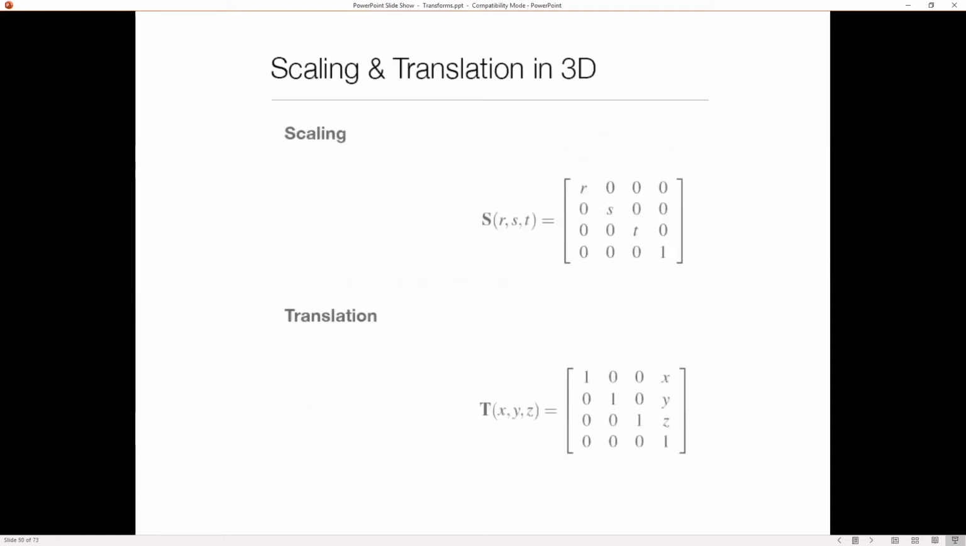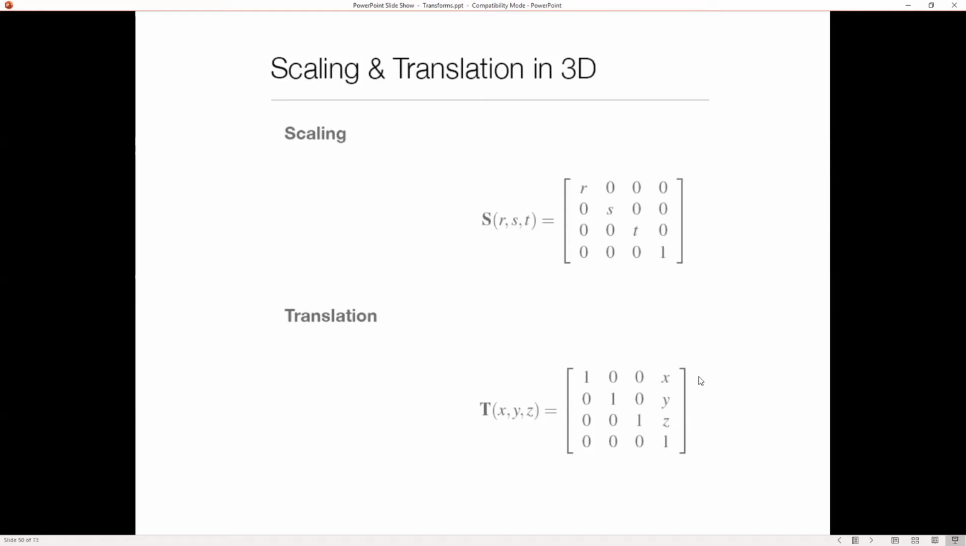Okay, let's go forward and talk about 3D transformations. So in 3D, scaling, we just add a dimension, right? This looks exactly the same as our previous 2D matrix, except now we're doing 3D points. So we're going to use 4D vectors, right?